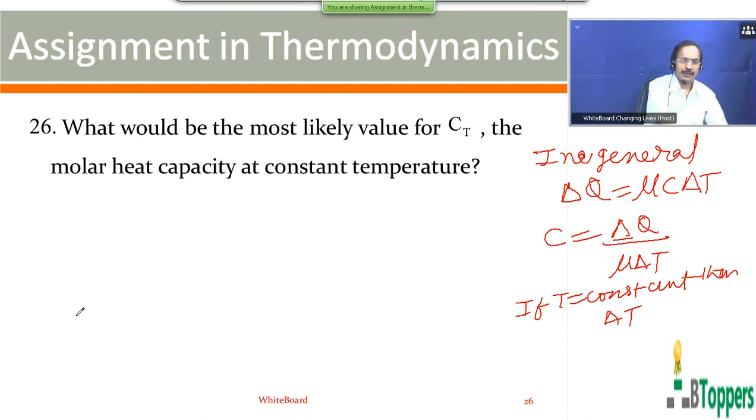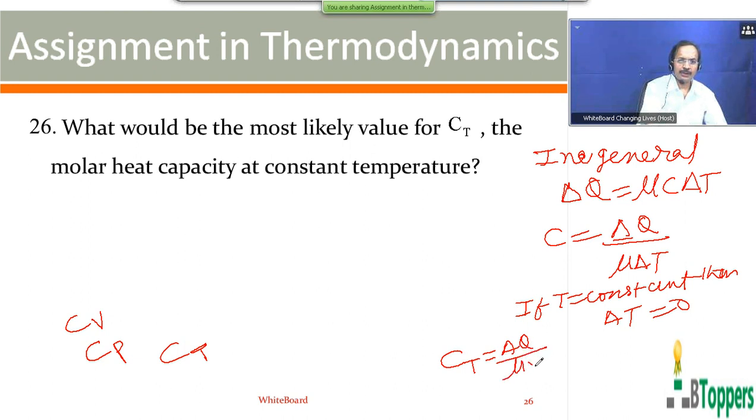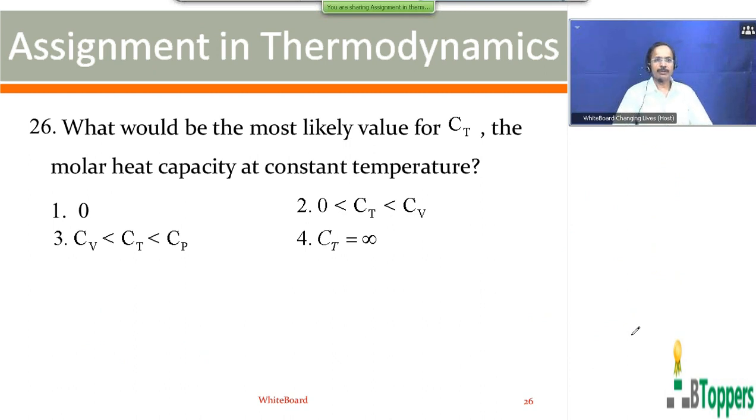See, as I discussed earlier, specific heat at constant volume is denoted by C_V, and molar specific heat at constant pressure is denoted by C_P. In the same way, molar specific heat at constant temperature can be denoted by capital C subscript capital T. Delta T will be 0, so if delta T is 0, molar specific heat will become infinity. So C_T will be infinity. For question number 26, the fourth option is the answer.